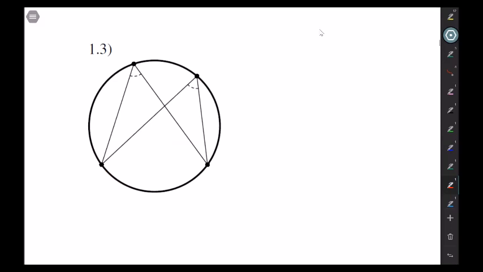Oh yeah, so check your speaker adjustments. If you can't hear me, I think yes.